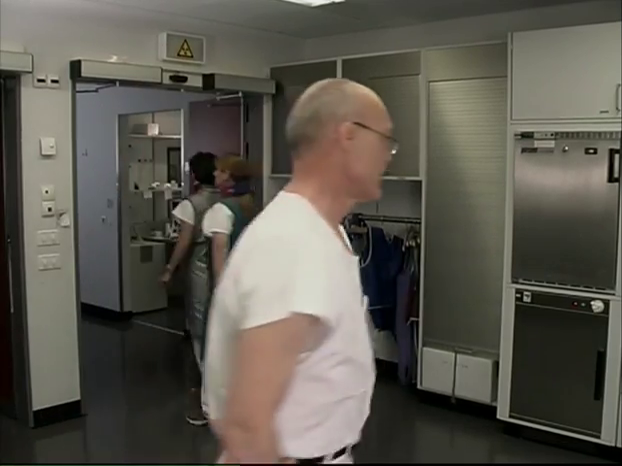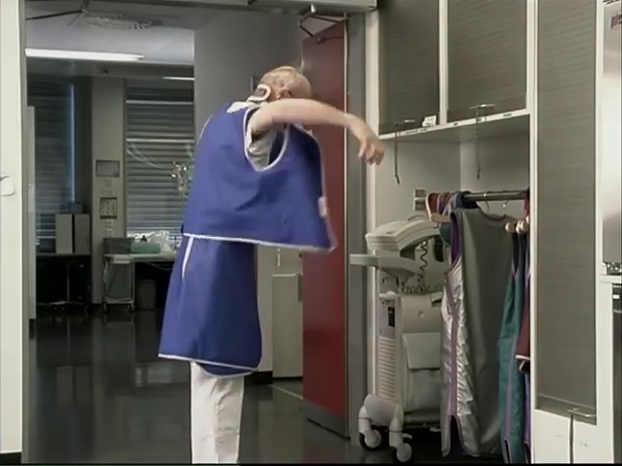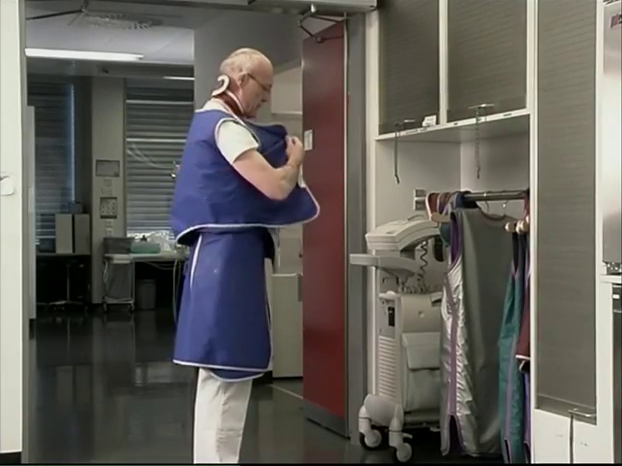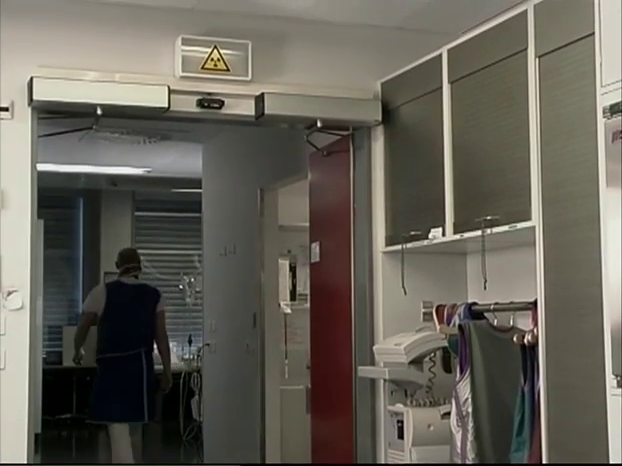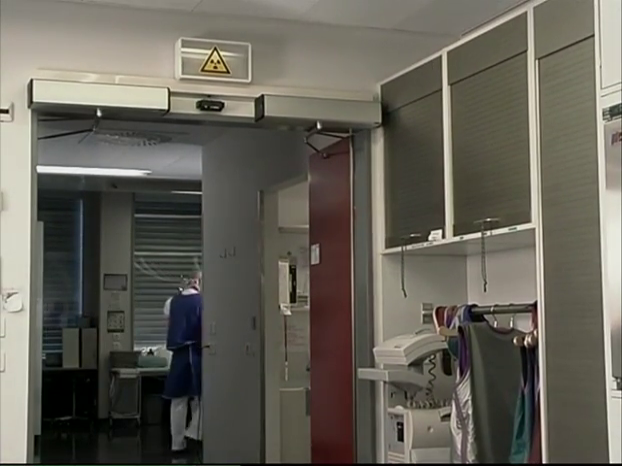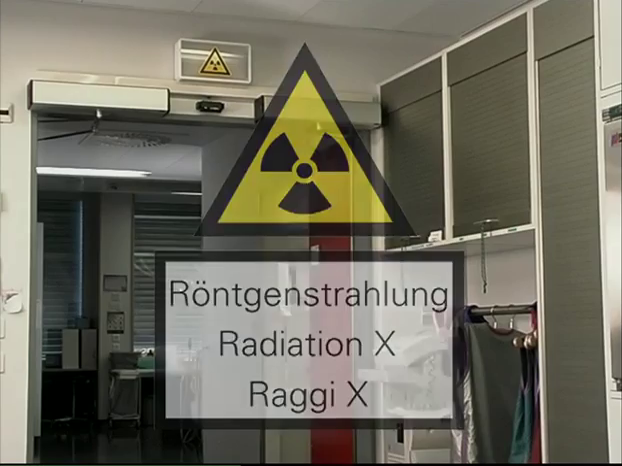The treatment rooms comply with the requirements for constructional radiation protection, as stipulated in the X-ray Ordinance. Appropriate protection must be provided for patients and attending medical personnel. These control zones, as they're called, are clearly labeled with the radiation symbol.